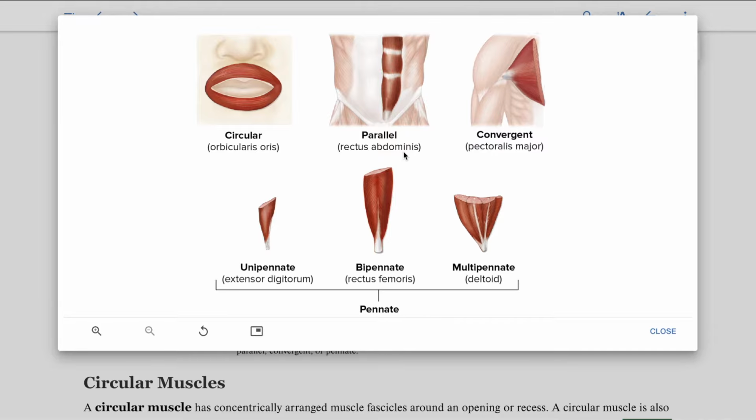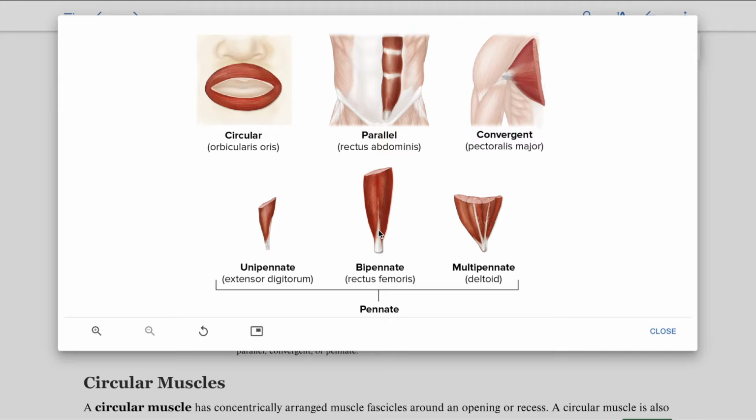And then next to that we have pinnate or pennate. Pinnate refers to leaf-like. Pennate refers to the fact that we have fibers on either side, so it looks like a feather or a leaf. So we have fibers that are going to go towards a central stem-like area. Now for muscles, that is often some type of connective tissue.